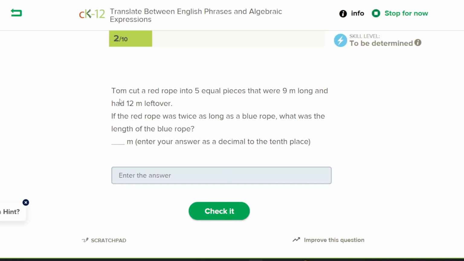All right, here we're told that Tom cut a red rope into 5 equal pieces that were 9 meters long and had 12 meters left over.